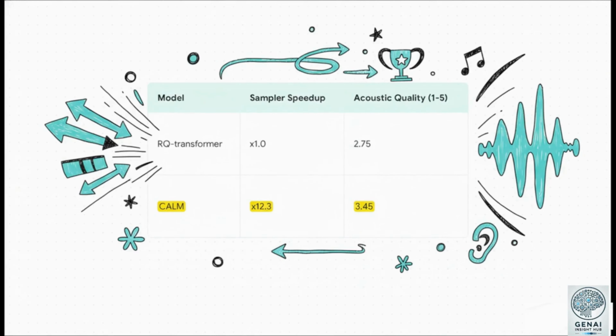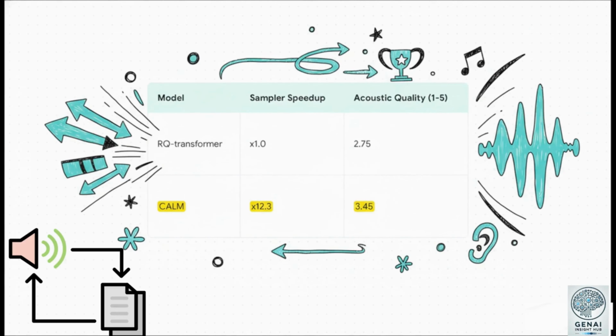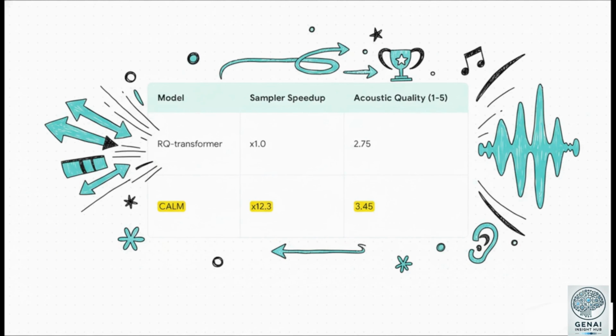All right, check this out. The numbers for speech generation are, well, they're pretty wild. If you compare Calm to a traditional block-based model, the RQ transformer, its sampler, that's the part that actually creates the sound, is more than 12 times faster. And it's not one of those things where you sacrifice quality for speed. Look at the human ratings.